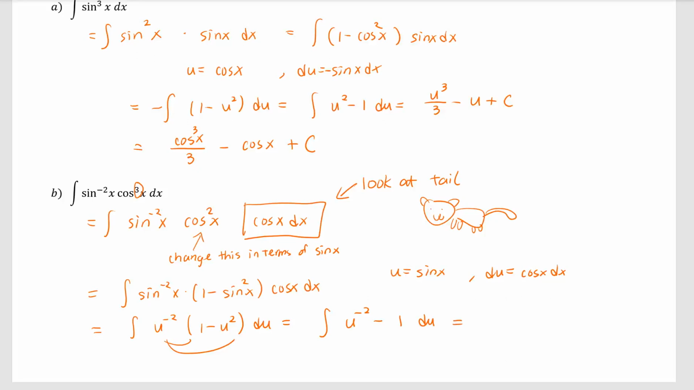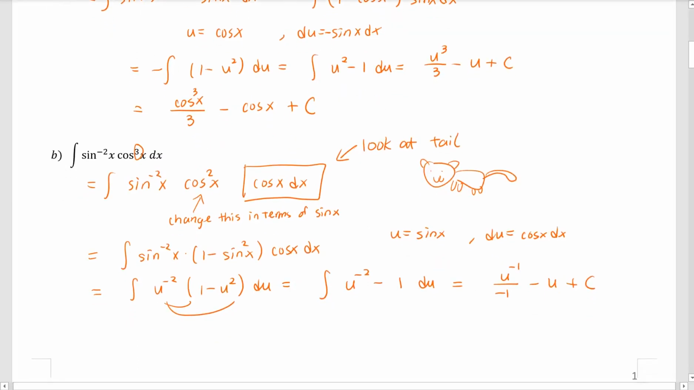See? When we integrate, we add 1 to the exponent divided by that exponent. And then the integral of 1 is u. And what is u? U is sine x. So we have minus 1 over sine x minus sine x plus c.